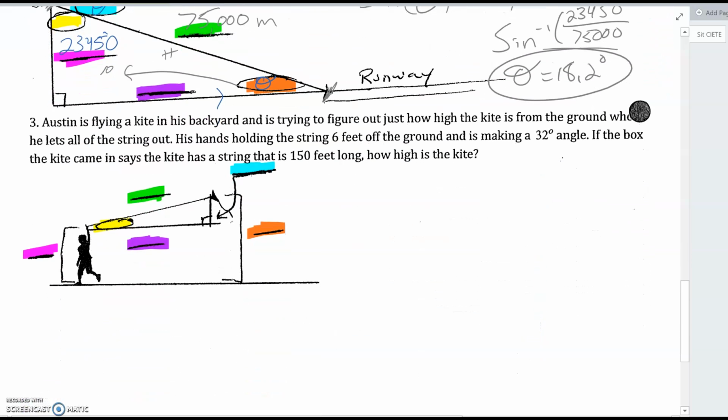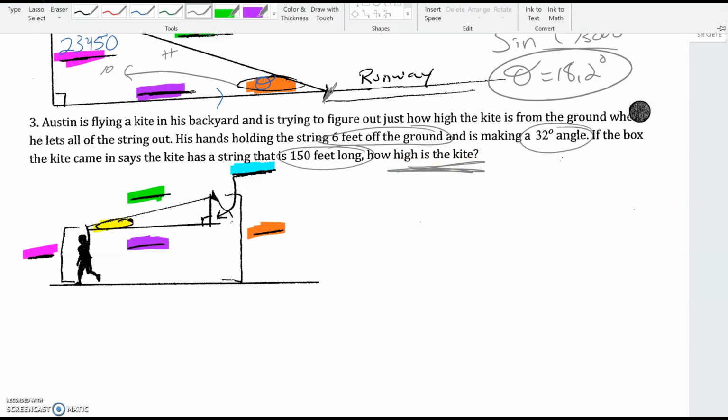Down here, Austin is flying a kite in his backyard. He's trying to figure out how high his kite is from the ground when he lets all the string out. His hands holding the string are 6 feet off the ground, making a 32-degree angle. If the box says the kite string is 150 feet long, how high is the kite?